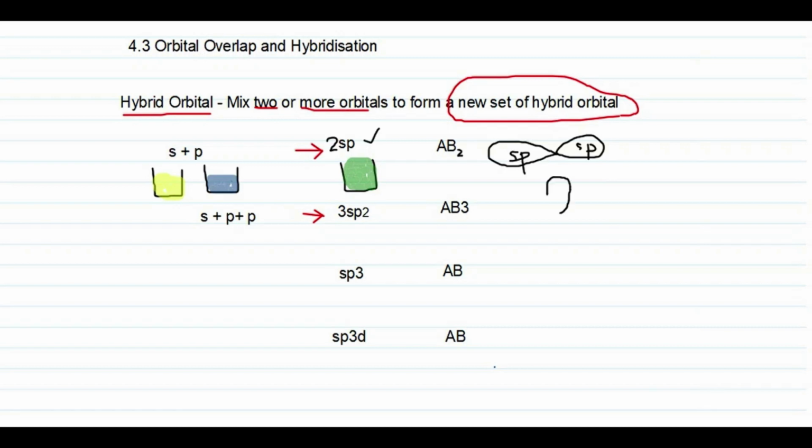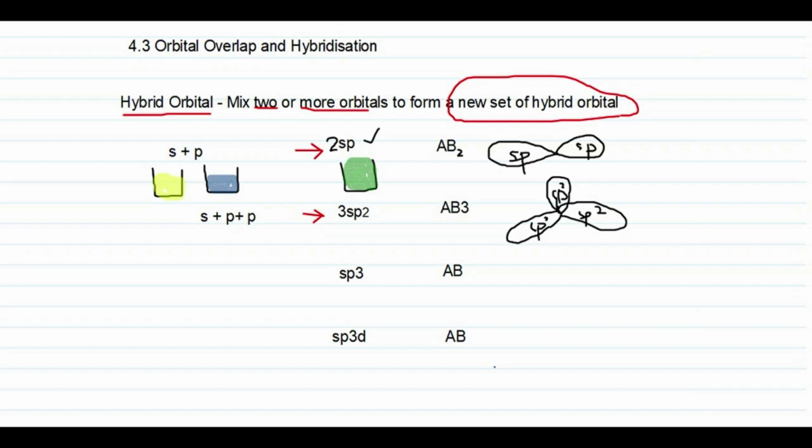1 sp2, 2 sp2, and 3 sp2, in the shape of trigonal planar. And for the others, I think it is quite self-explanatory to you. You will expect the same thing according to its molecular geometry.